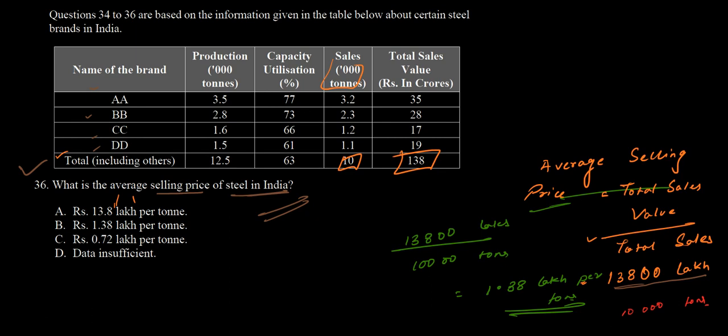Now let us check the options. Option A says 13.8. Okay, sorry, this was a mistake in the question paper. It should not be 13.8 lakh per ton, but it should be 1.38 lakh per ton, because this will be our correct answer. How do we know the question is wrong? Because the fourth option says data insufficient, but we were successful in finding the average selling price. So there must be an option with 1.38 lakh per ton, and there is the option 13.8. So this is a printing mistake, and the answer will be option A, which is 1.38 lakh per ton. Option A is the correct answer.